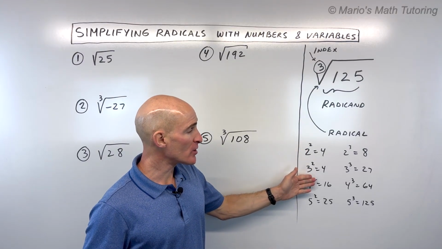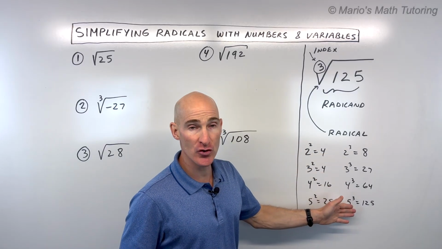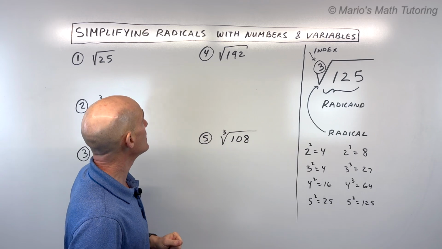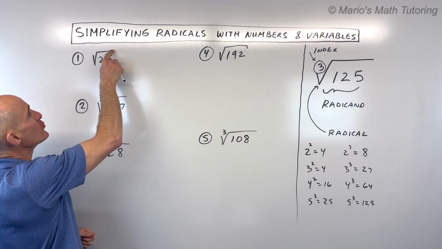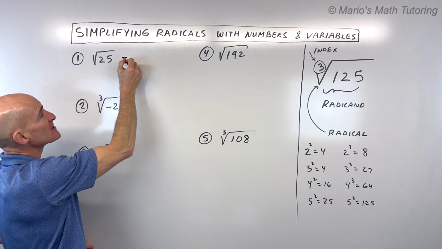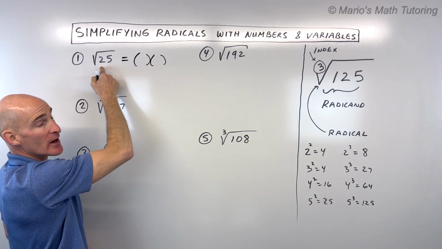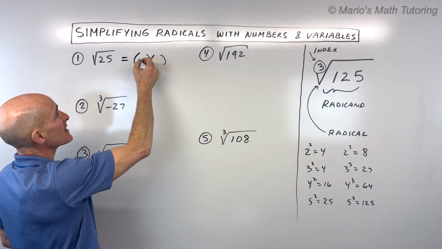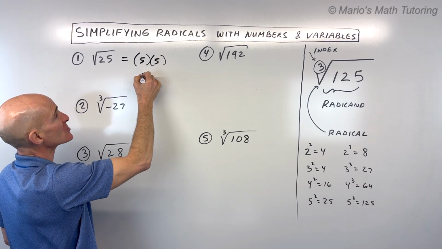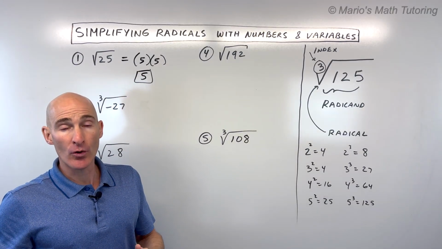Another thing that's good when you're working with these problems is to know your perfect squares and your perfect cubes, etc. But I'm going to show you some other ways to approach these problems. So when you take the square root of a number, for example the square root of 25, what this is really saying is: what number times itself is 25? In this case we can see that 5 times 5 is 25, so the answer is just going to be 5.